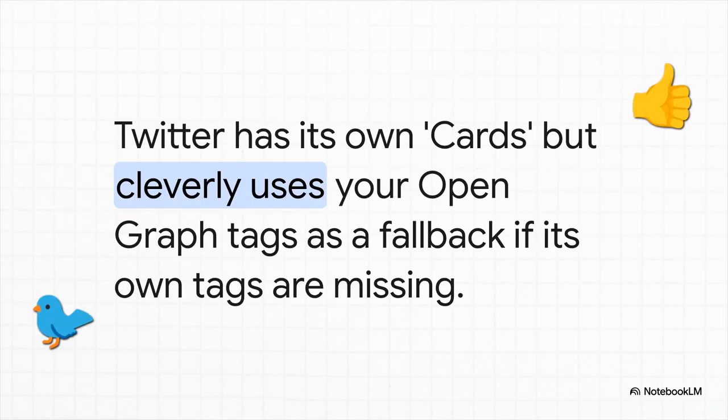Now, Twitter, of course, likes to be a little different. It has its own system called Twitter Cards. But, and this is the best part for us developers, if you don't provide any specific Twitter tags, Twitter is smart enough to just look for your Open Graph tags and use those as a fallback. So, by setting up Open Graph correctly, you're already 90% of the way there for Twitter too. It makes our job so much easier.